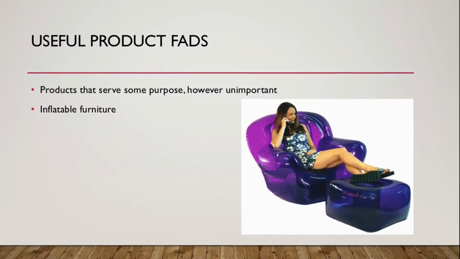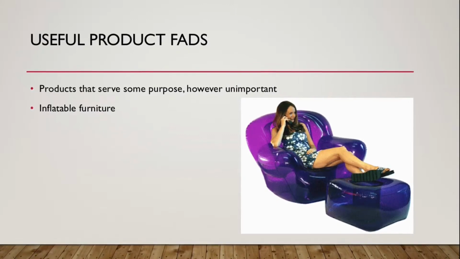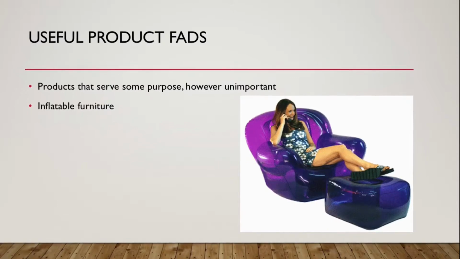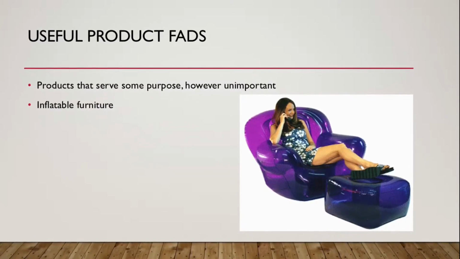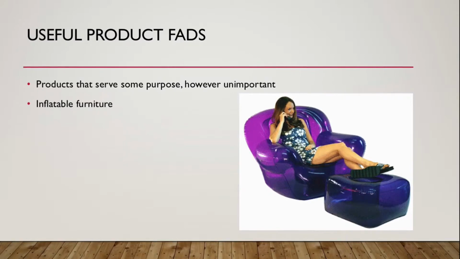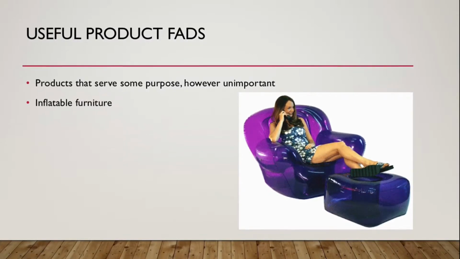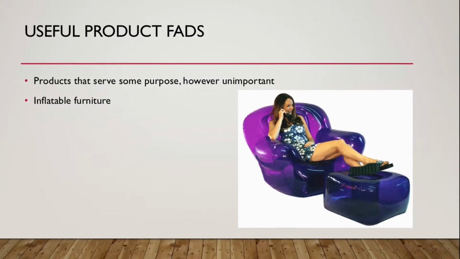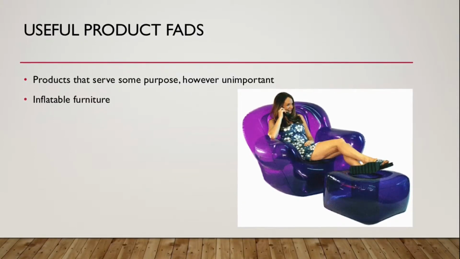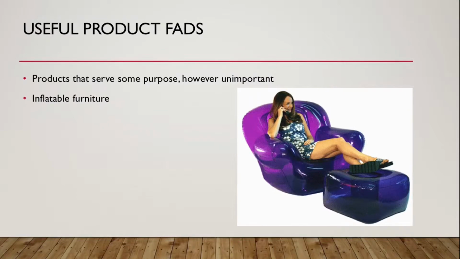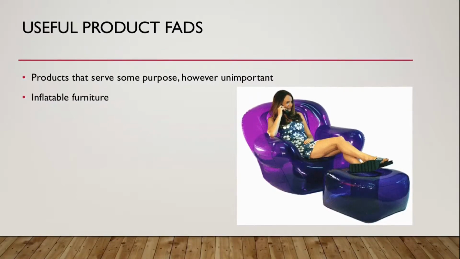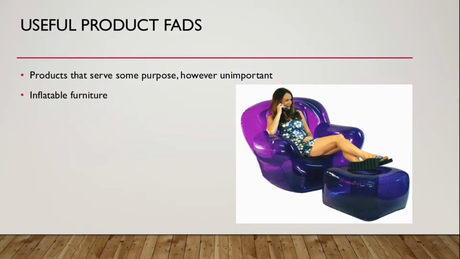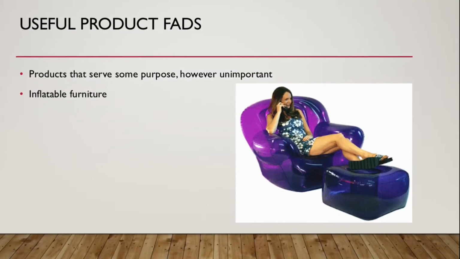Next up is useful product fads. Useful product fads center on products that serve some purpose, however unimportant. Inflatable furniture is a good example of a useful product fad that was very popular in the 90s. Of course, inflatable chairs served a purpose of having somewhere to sit, but lack of comfort and the possibility of a sharp object destroying it did not make it an absolute household need.